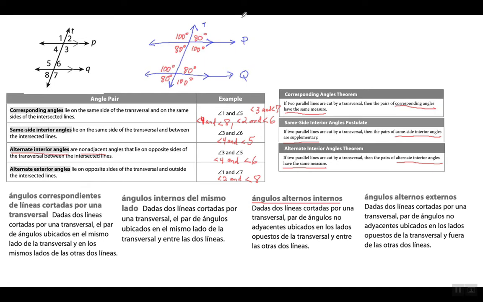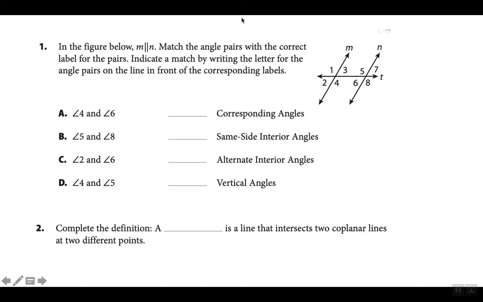All right, so let's go to the next slide. And first of all, let's name them, and then I'll show you how to figure out all the angles real quick. All right, so here they're telling us that line M is parallel to line N. That's the first thing you got to realize. So in the diagram, the transversal is this one, line T.